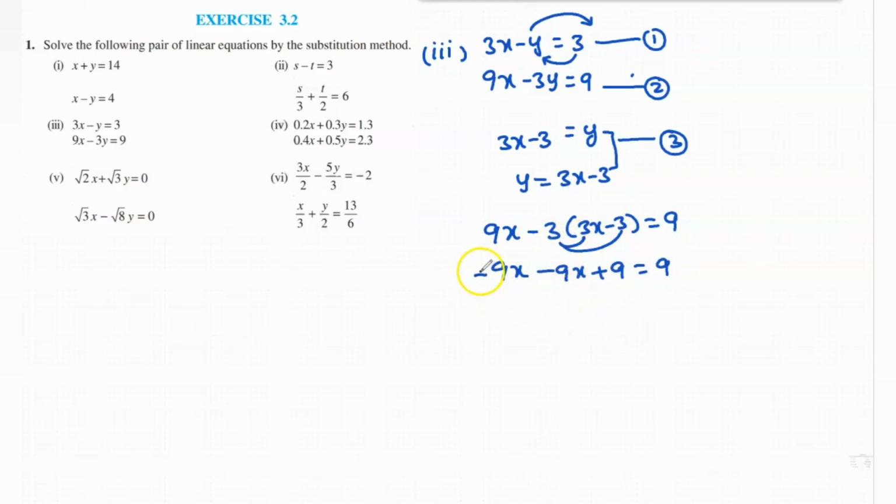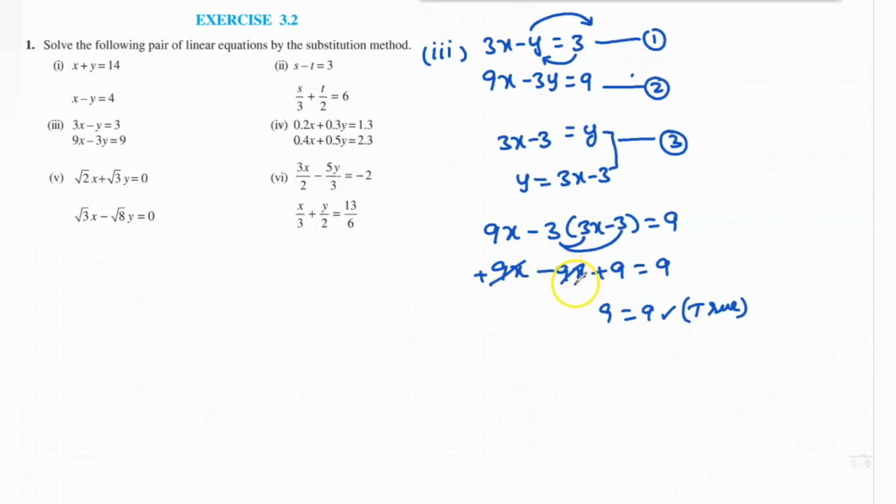So here this is positive 9x and this is negative 9x, which you can cancel out. So we have 9 is equal to 9. You don't have any variable here. The variable got cancelled. So we have 9 is equal to 9, which is a true statement. So whenever this situation comes, no variable with a true statement, you can say that it is true for every x value.